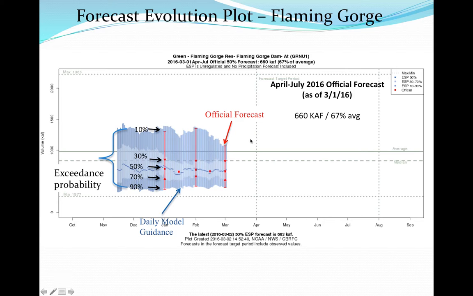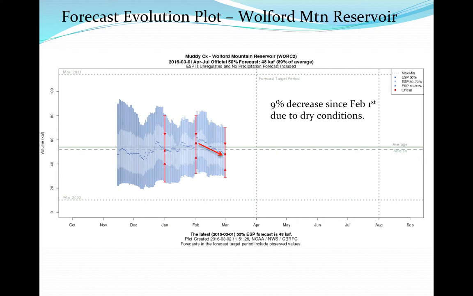So for Flaming Gorge, we're forecasting 660,000 acre feet. That's this red box right here. And that's about 67% of the average between 1981 and 2010. Going down to the Wolford Mountain Reservoir, you'll notice a 9% decrease since February 1st. I tried to highlight just how that daily model guidance just showed a steady decline throughout February, as we just didn't see any precipitation impacts throughout the month.